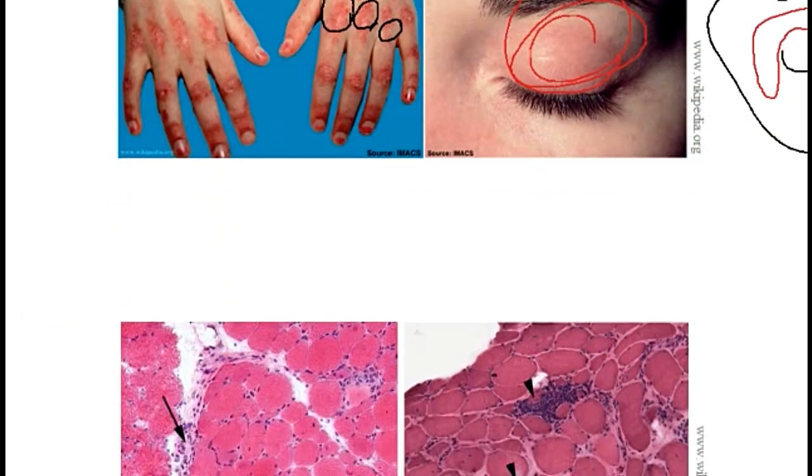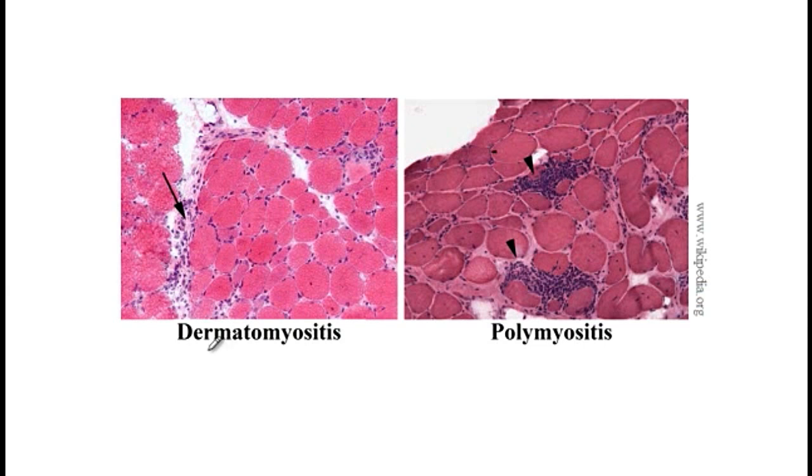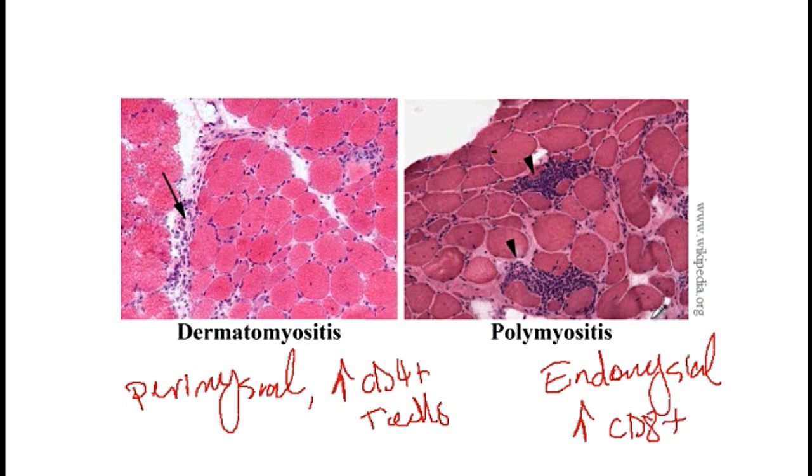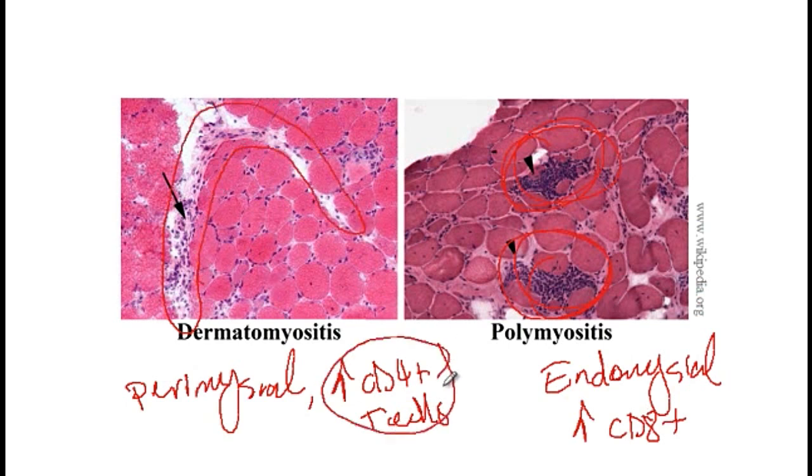And then on biopsy of dermatomyositis, you see the perimysial inflammation that is associated with an increased number of CD4 positive T cells. While in a patient with polymyositis, you see the endomysial inflammation that is associated with an increased number of CD8 positive T cells. So with endomysial inflammation, there is inflammation inside the muscle fascicle, while with perimysial inflammation, the inflammation is around the muscle fascicle.